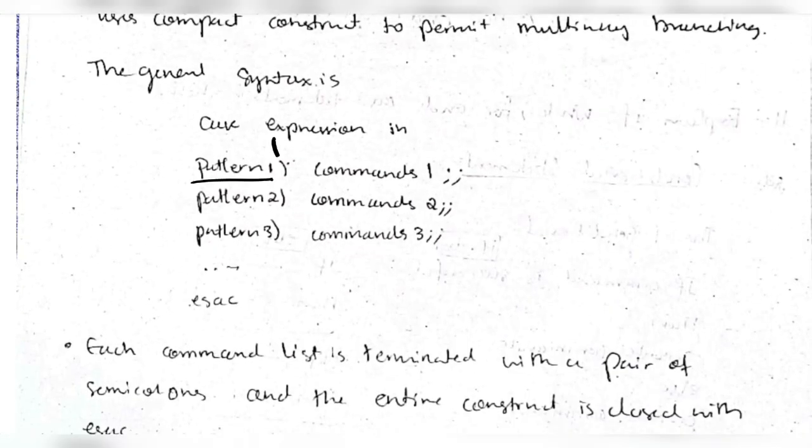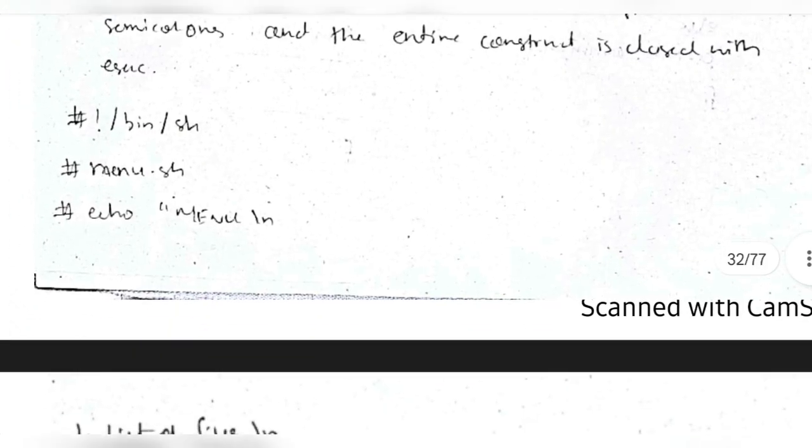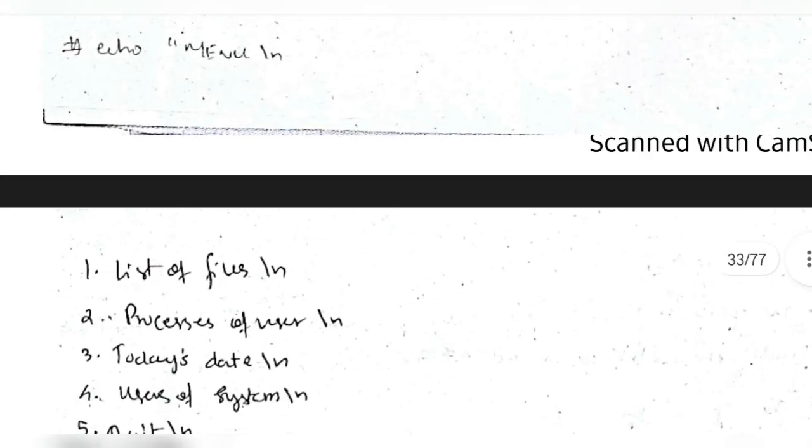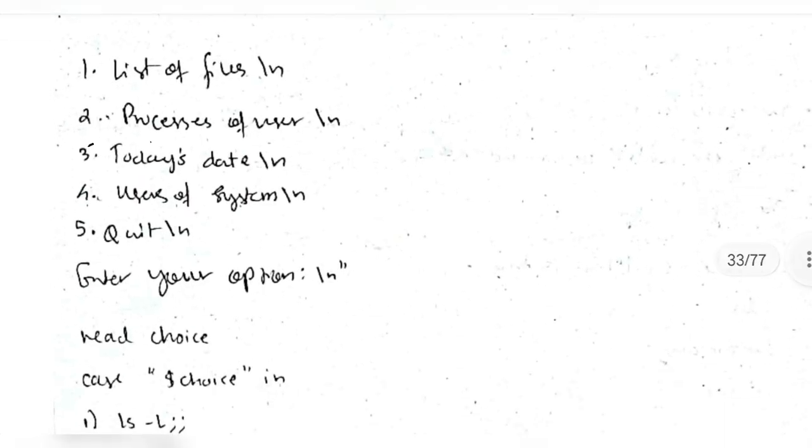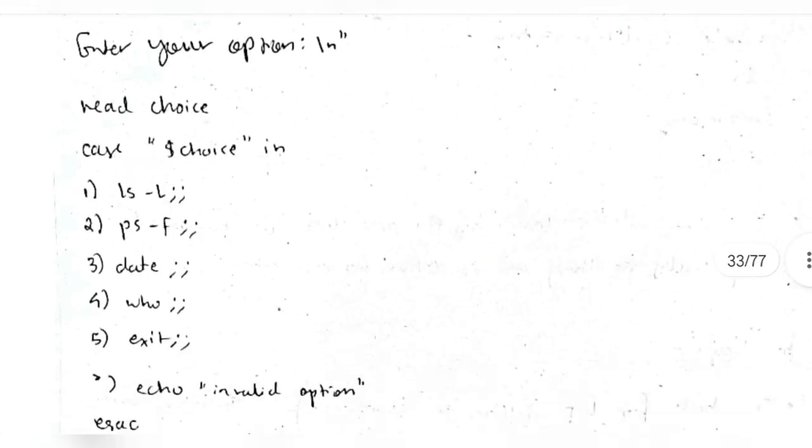Then the case conditional, this is the syntax. Remember here, pattern 1, then pattern 2, then pattern 3. Then the command to be executed, and you have to write two semicolons. So one example is as follows. The menu will be displayed here: number 1 list of files, number 2 processes of the user, number 3 today's date, number 4 usage of the system, number 5 quit. So enter your option. That option will be stored in choice, and then case choice.